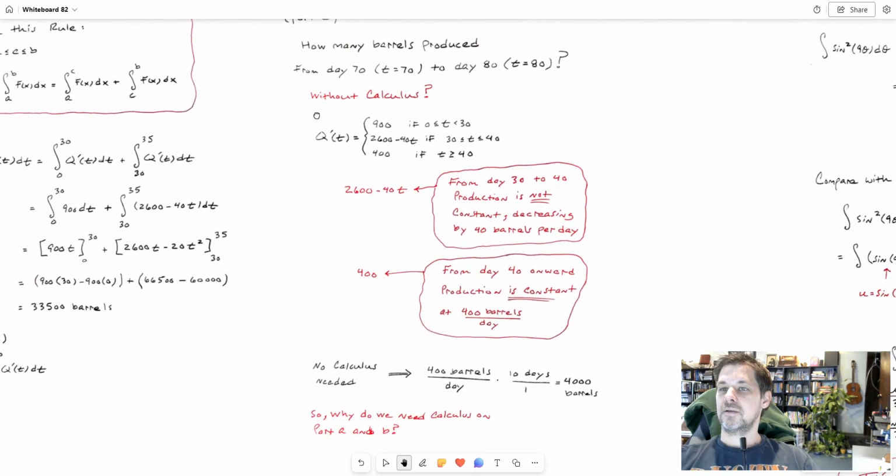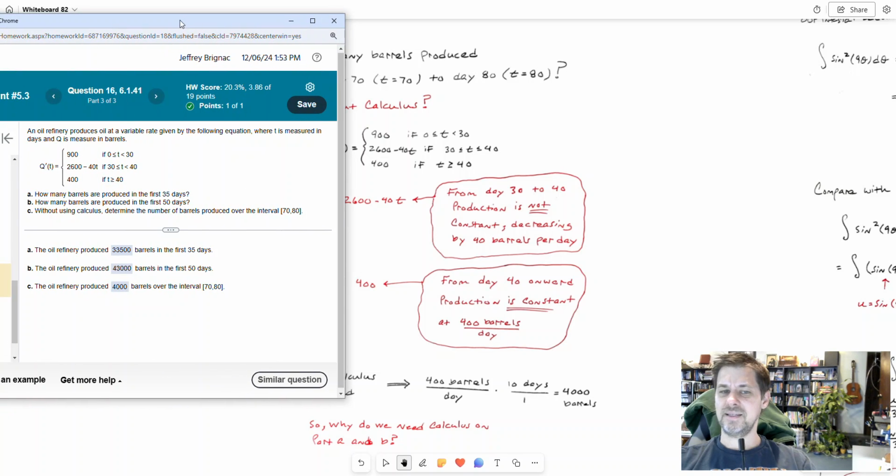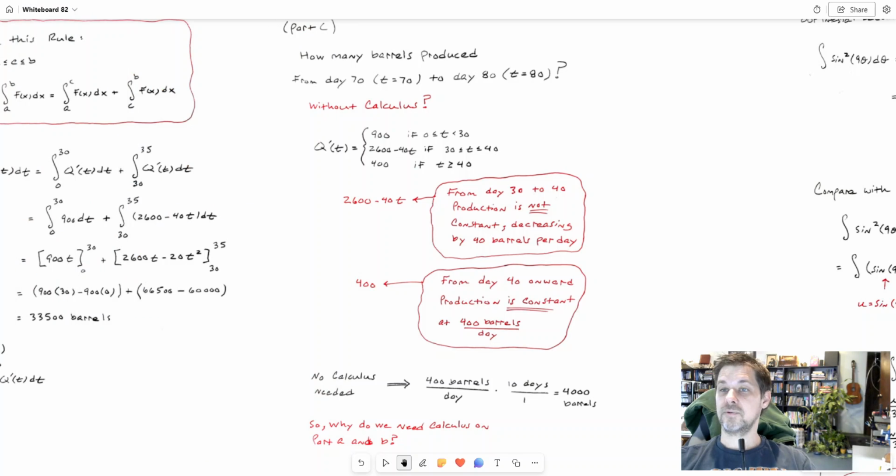All right, so I want to know how many barrels are produced from day 70 to day 80. That's what it said. It didn't say it in exactly that way. It says produced over the interval 70 to 80, but that's what it means. Without calculus. Now, I want to analyze this formula a little bit. I haven't really talked about it yet. I told you it was a piecewise function, but I didn't look at each part of this and think about what it told me. Now I'll do that. And I think through that, I'll discover why calculus is not needed.